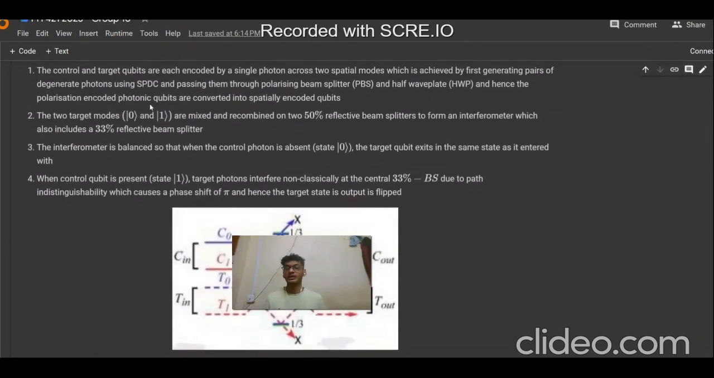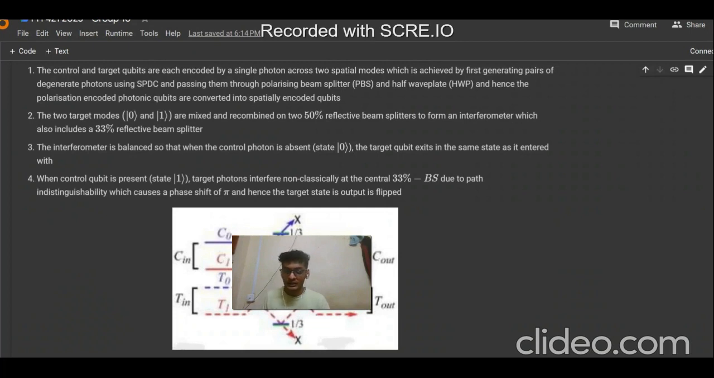So here the basic idea is again, the control qubit and the target qubit are encoded by a photon across a spatial mode, whereas in SPDC 0 and 1 correspond to the polarization, but here it is spatial. First we need a polarizing beam splitter and a half wave plate, which make the polarization encoded photonic qubit into spatially encoded qubits. And here C0 basically means the state 0, C1 means state 1 of the control qubit, similarly for T0 and T1.